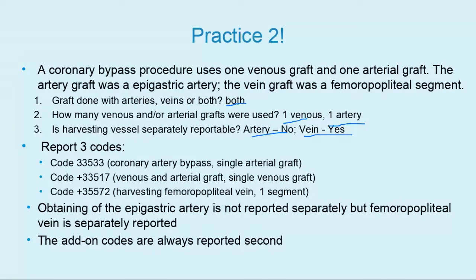So in this case, we're going to do 3 codes. We're going to do 33533, one artery. The add-on code 33517 is for the single venous graft, and then harvesting for the vein only is another add-on code, 35572. So remember, the add-on codes are always reported second. Harvesting the artery is not reported separately, but harvesting the vein is.